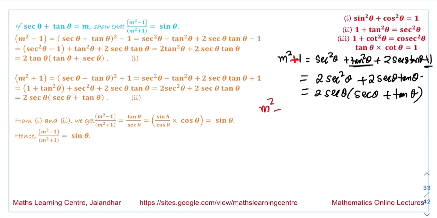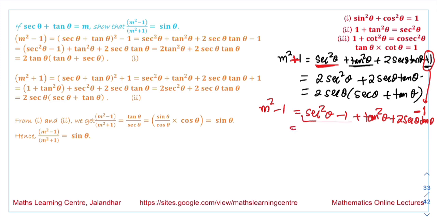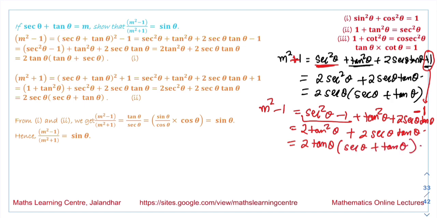Next we are calculating the value of m square minus 1, so we will have minus 1 over here. Now if we put minus 1 over here, it means we are talking about secant square theta minus 1 plus tan square theta plus 2 secant theta tan theta. Now secant square minus 1 is tan square theta, so it becomes 2 tan square theta plus 2 secant theta tan theta. If we take 2 tan theta common, we are left with secant theta plus tan theta.